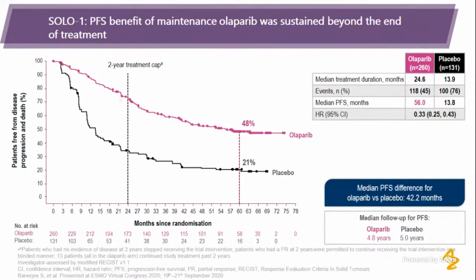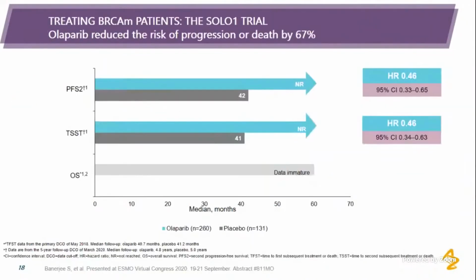So as we can see, the 2-year PFS is significant from the beginning itself. This pink graph is olaparib and the black is placebo. At the end of 5 years, the graphs are still separated, and there is a significant PFS benefit of 56 months versus 13 months with a hazard ratio of 0.33. Again, for PFS2, the time to second subsequent therapy, the blue line is significantly longer than the placebo.